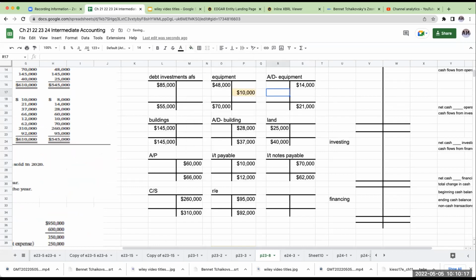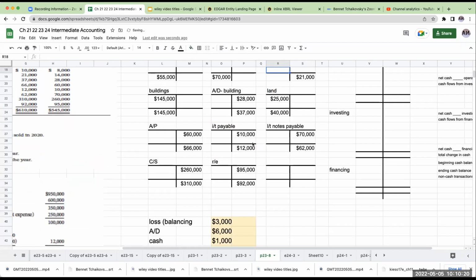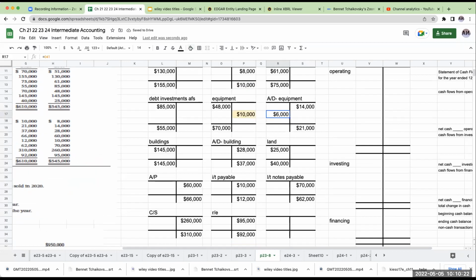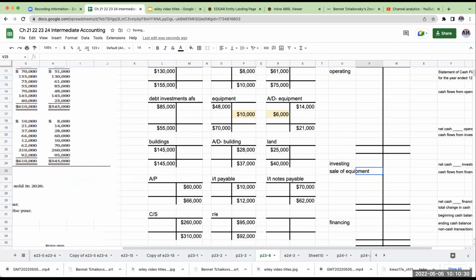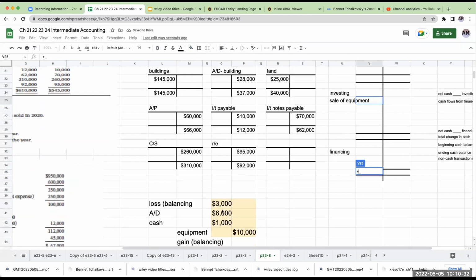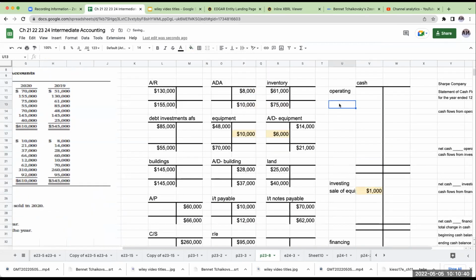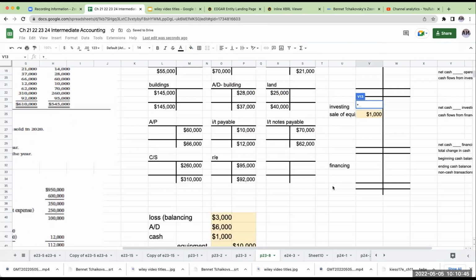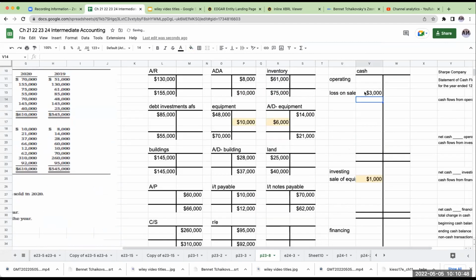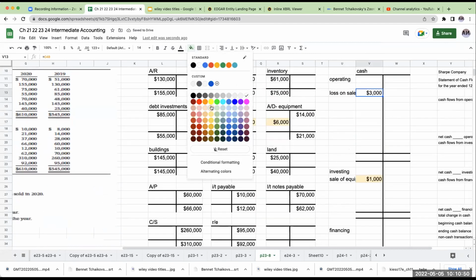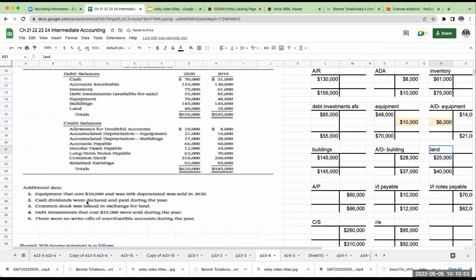And let's go over here. Accumulated depreciation on equipment was 6,000, or that's 60% depreciated. I'm taking that $10,000 amount and multiplying it by 60%. My sale of equipment over here is going to be $1,000. And I'm going to go ahead and debit loss on sale of equipment. My loss on sale of equipment was 3,000. Okay, so that is the first piece of additional information.